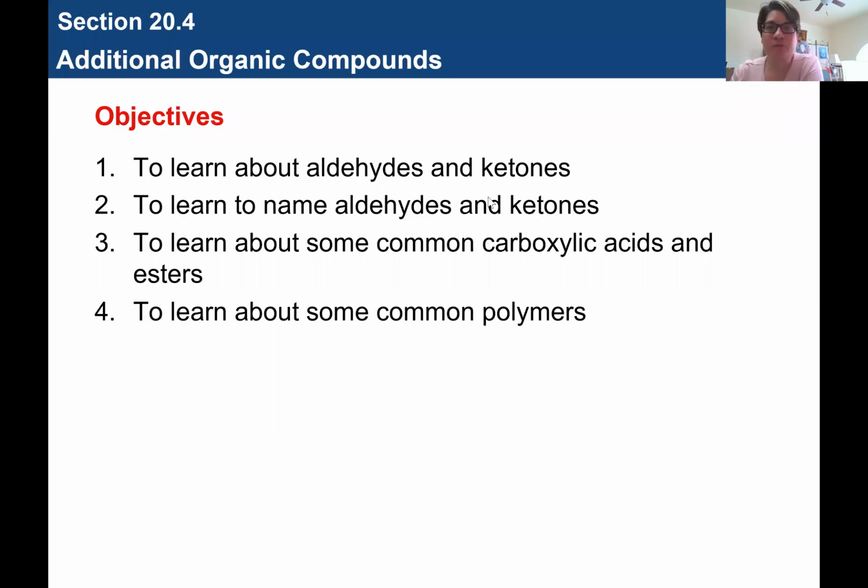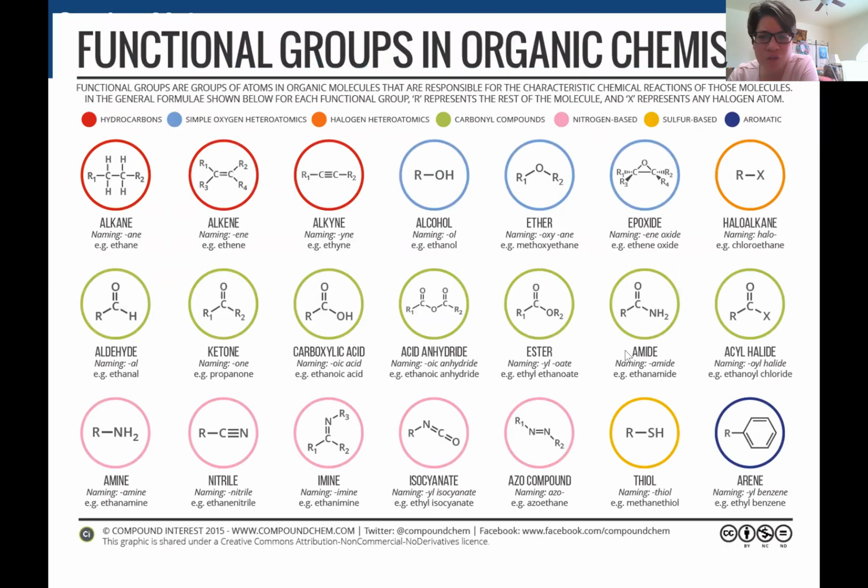Hello, this is section 20.4, and these are some other functional groups that we looked at in that main poster. So we have aldehydes, ketones, carboxylic acids, and esters. If we look on this chart, aldehydes, ketones, carboxylic acids, and esters. Carboxylic acids are super important. We see them a lot in biology for sure. And then we also see aldehydes.